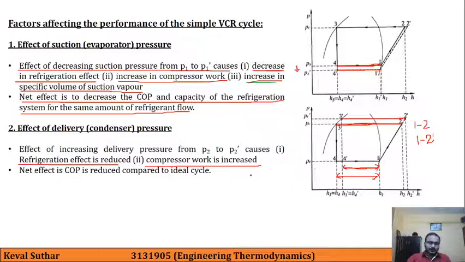So here the net effect is COP is reduced compared to the ideal cycle. Why? Because COP is equal to RE upon W compressor. So in both the cases, refrigeration effect is reduced and compressor work has increased. So this will reduce the coefficient of performance.